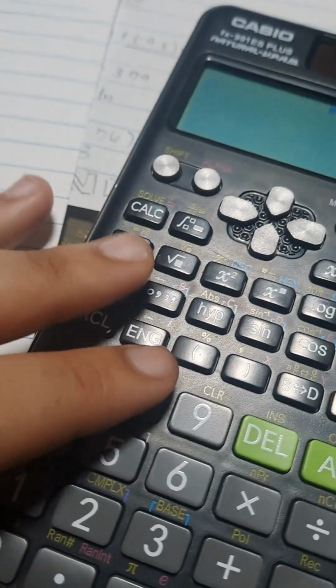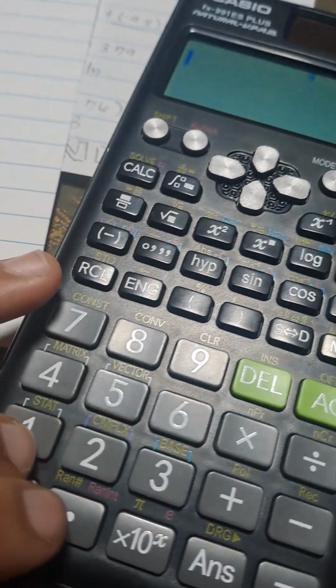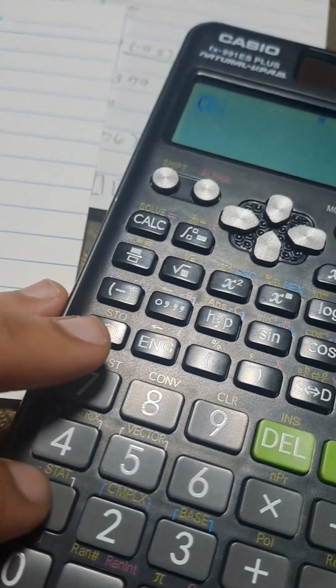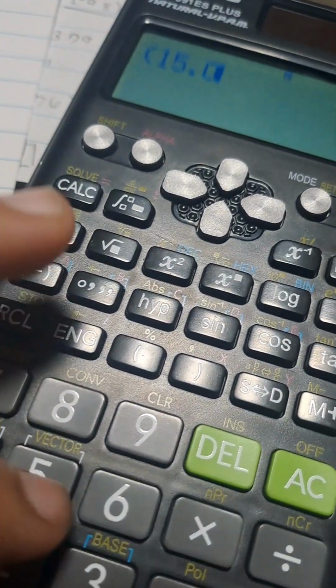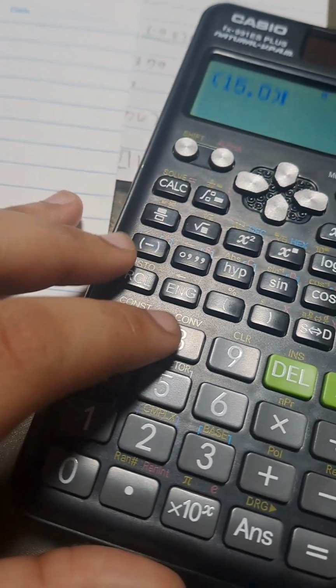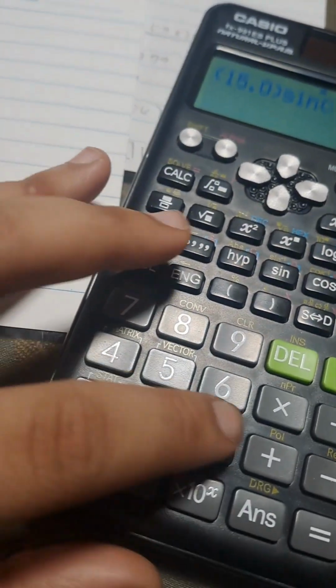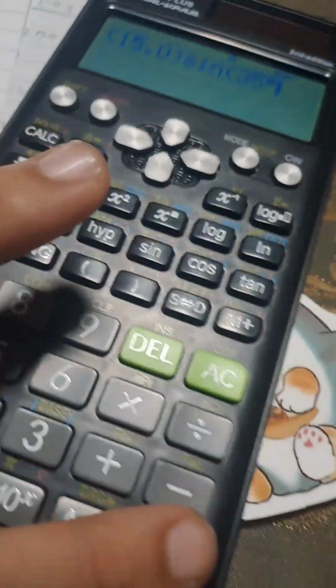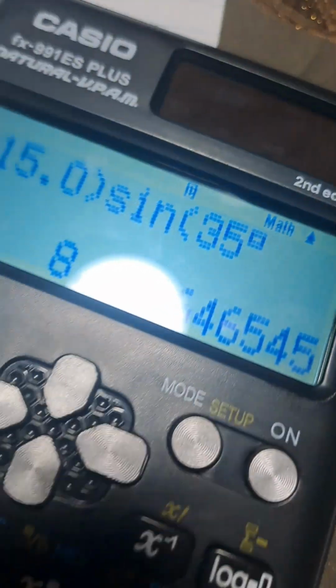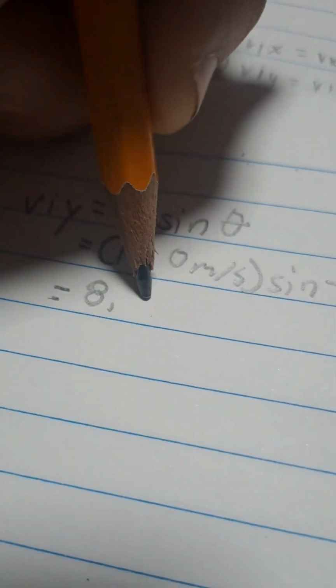So you just do the same thing. It's better if you use parentheses just to ensure how it looks. I'm not sure if it does anything if you don't, but just to be safe. So you're left with 8.60 meter per second. Love that. Okay.